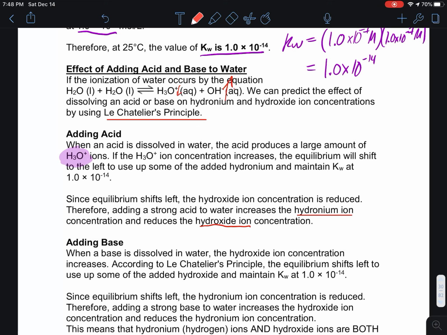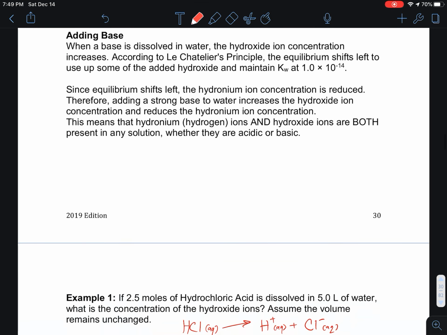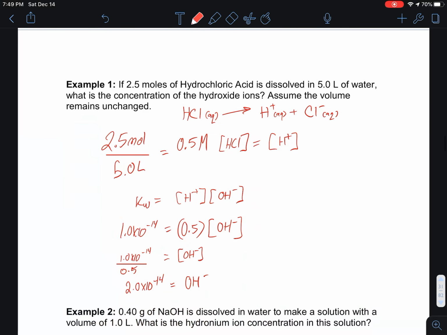Same difference if you added a whole bunch of base, then everything has to come back down so that you can increase your water. And that means that you're going to be left with more hydroxide than hydroniums. It'll be an unequal amount now, and it'll be through this ratio, through the product constant.